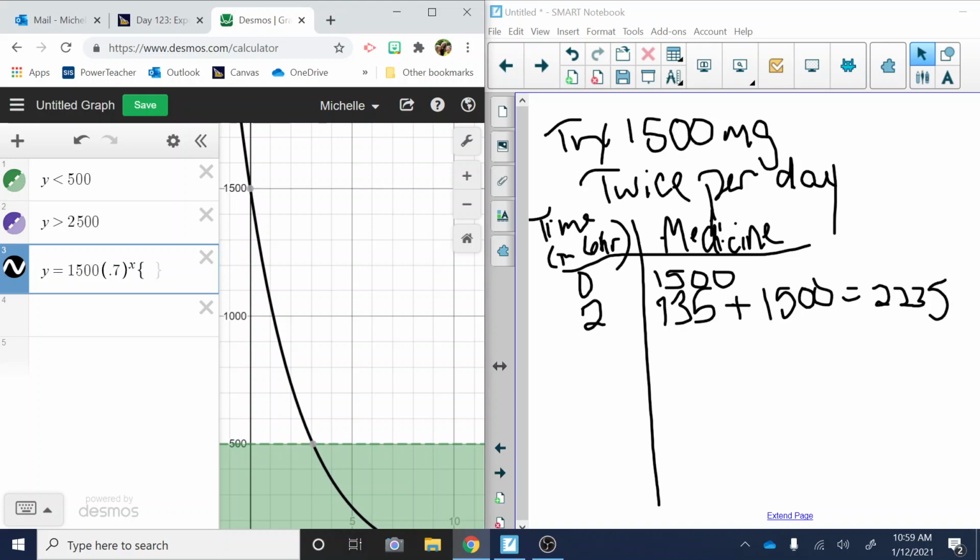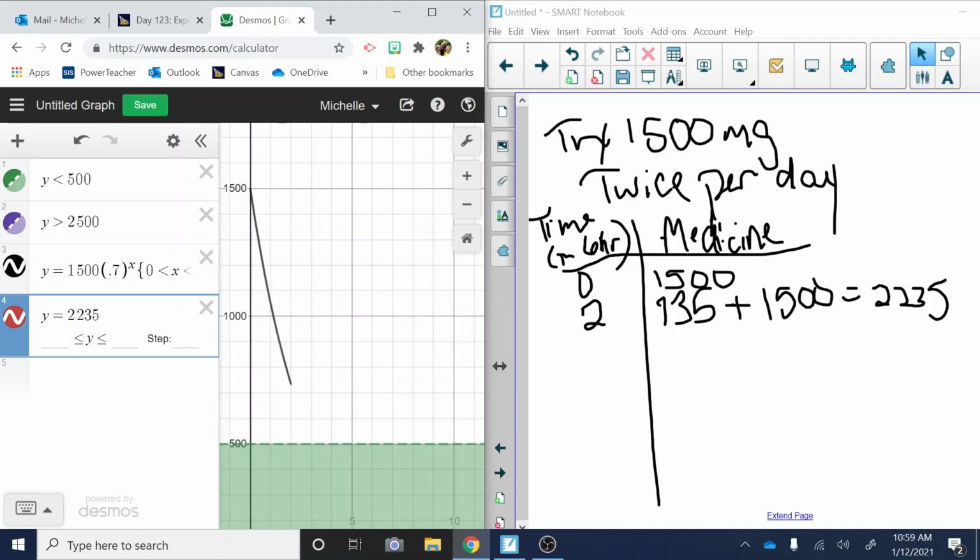So I'm going to limit the domain here from 0 to 2. Remember how to limit the domain? We use the fancy brackets, and we say we want this to go from 0 to 2. Okay, now the next dose is going to happen. So now my beginning amount is 2235, because that's how much I have left in the bloodstream, plus I just took another pill.